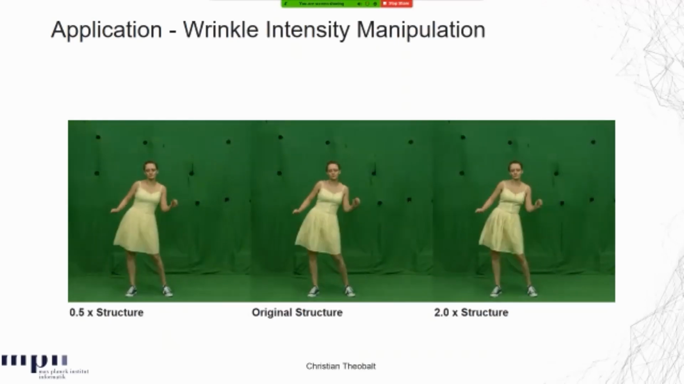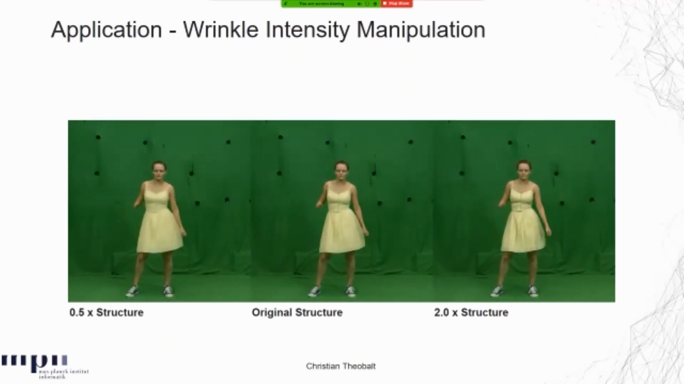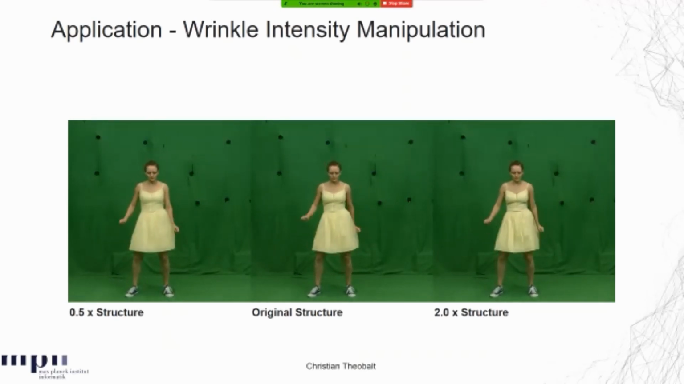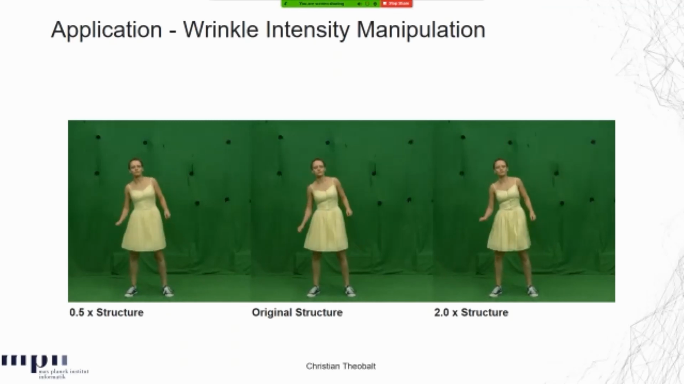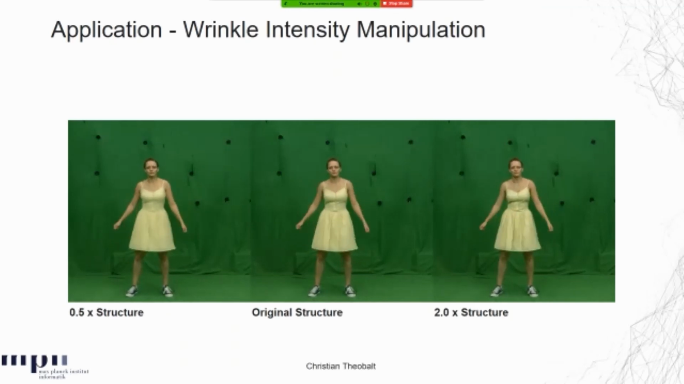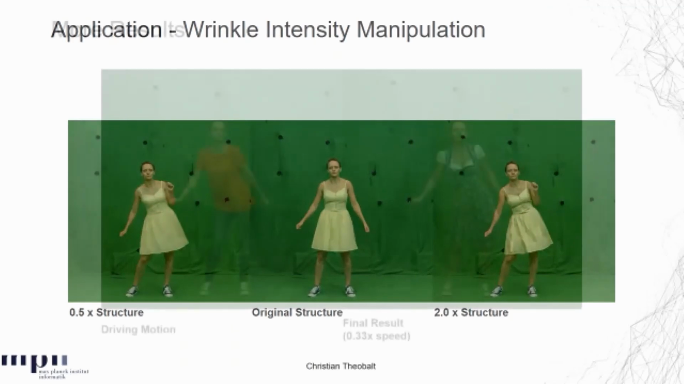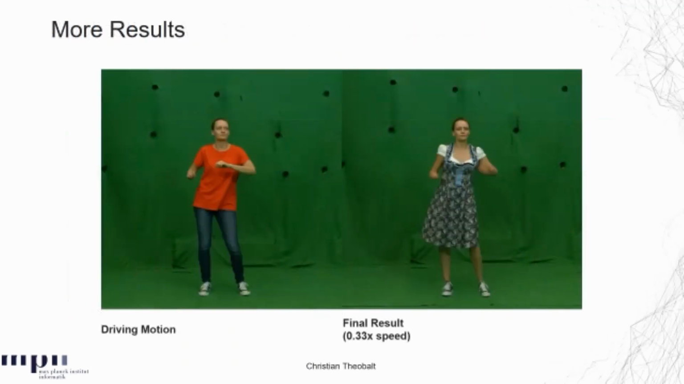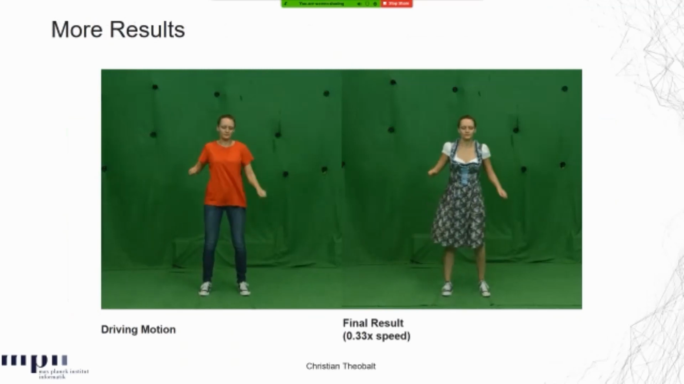Our framework allows us to change certain properties by manually manipulating the predicted clothing structure. In this example, we use a constant factor to alter the intensity of wrinkles in the skirt during reenactment. Here are a few more results that are slowed down a bit to show the details better.